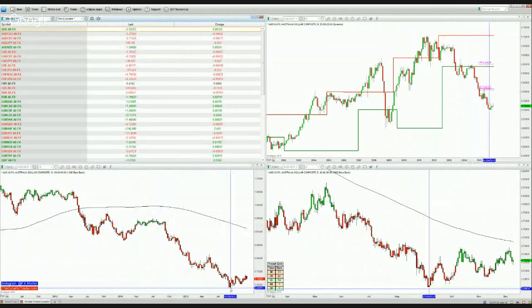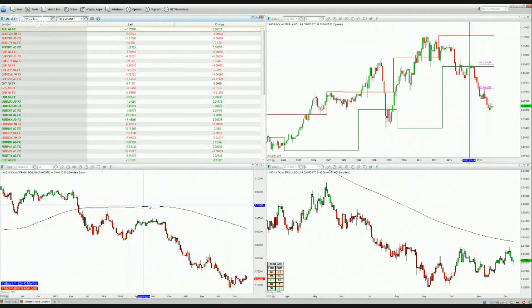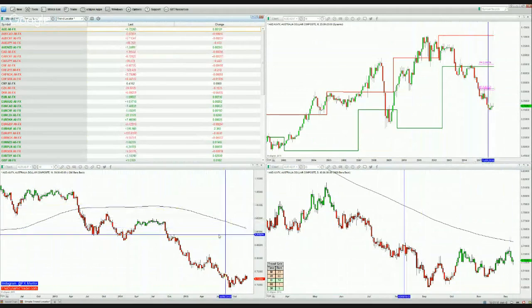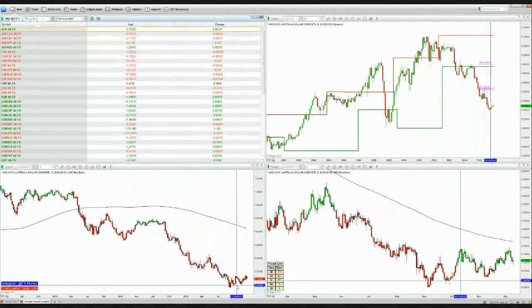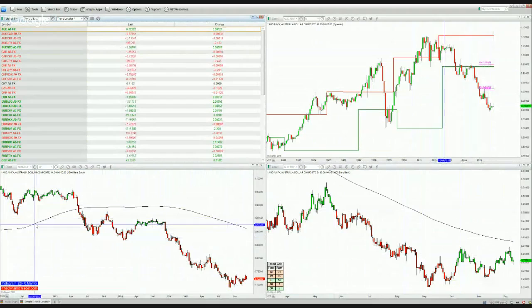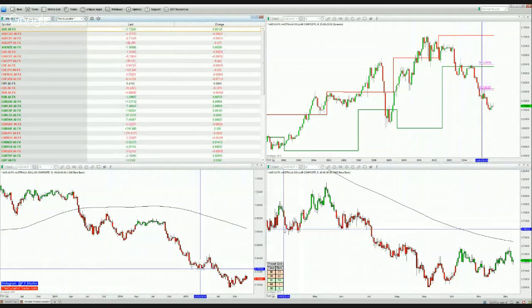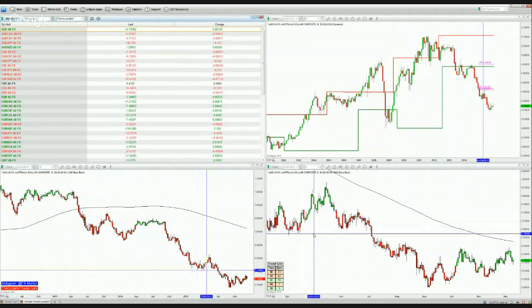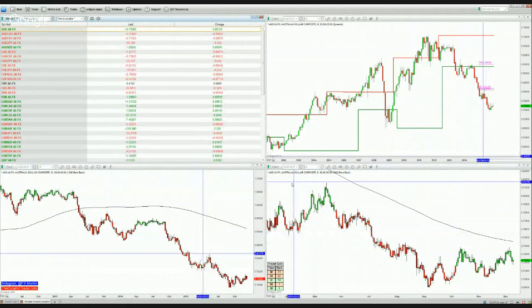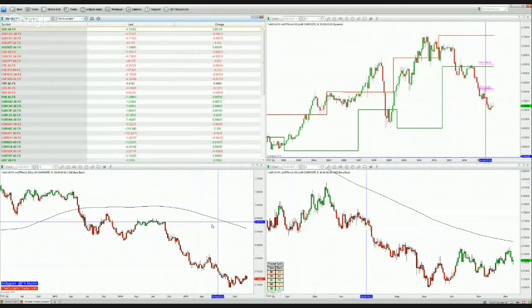So what I want to do is put the bias and the trend together. I want price to be trading below the 200 moving average and the trend filter to be red. Or if we're trading above the 200 moving average, I want the trend filter to be green. And I want that same logic applied on the weekly and the daily time frame. So if we put all three time frames together, this is how I would use it.